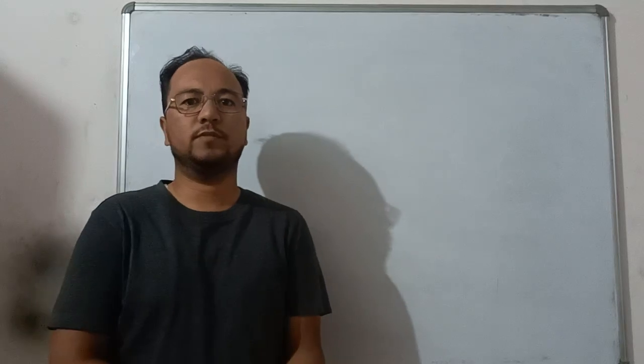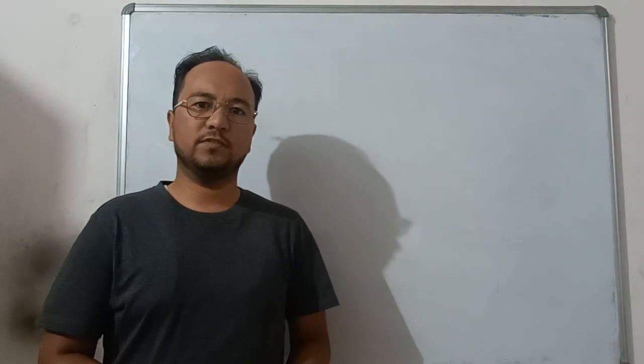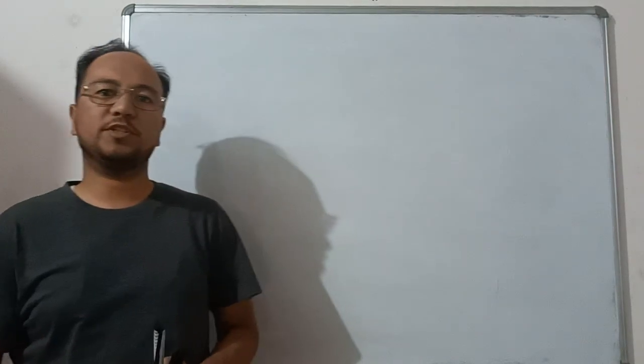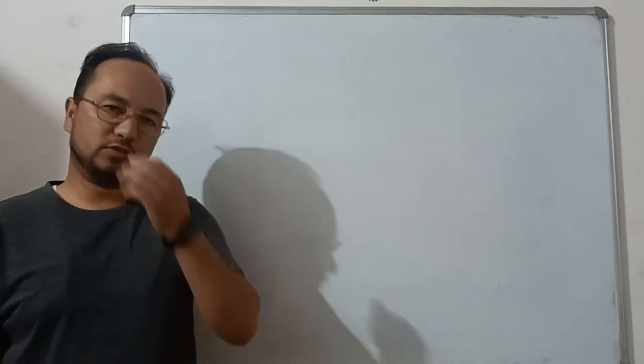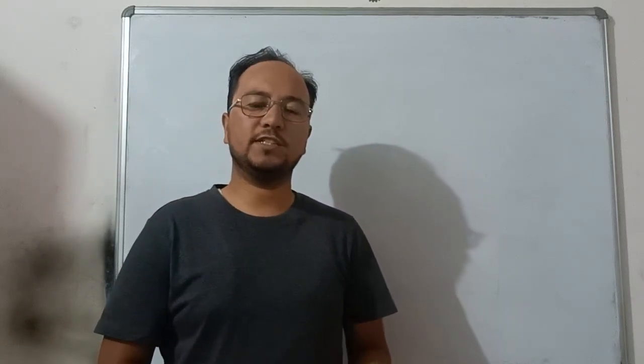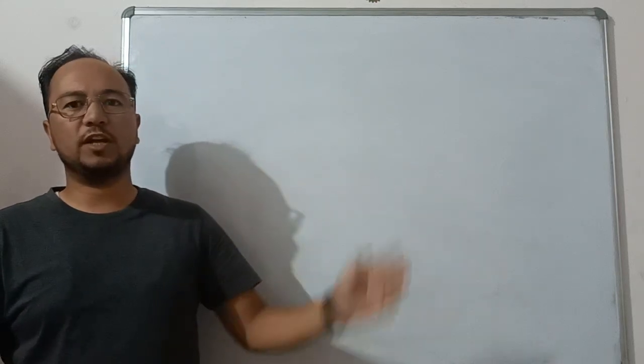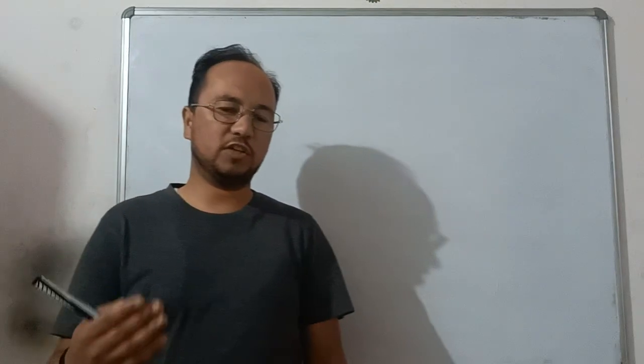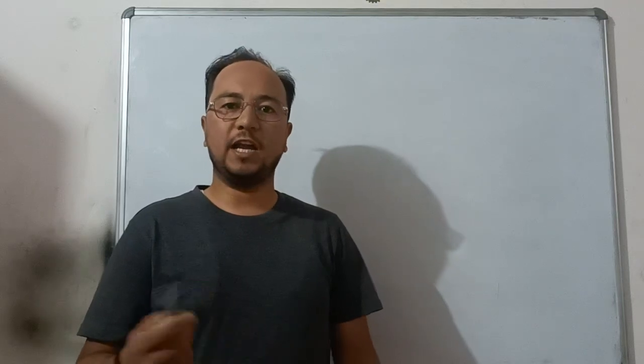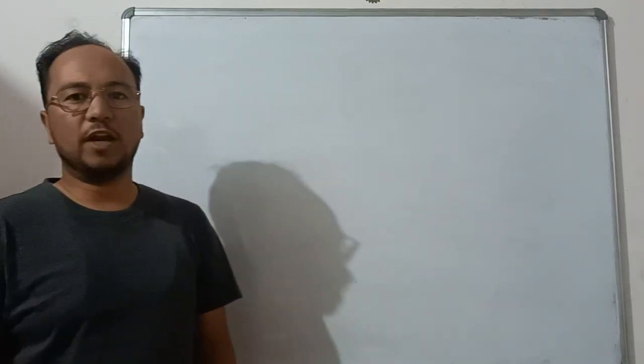Good morning, students. In the last class, we were discussing the image formation by the convex lens. We discussed the first case where the object is placed at infinity and whose image is formed at the focus. Similarly, the nature of the image is highly diminished, formed at the focus, and it is real and inverted.